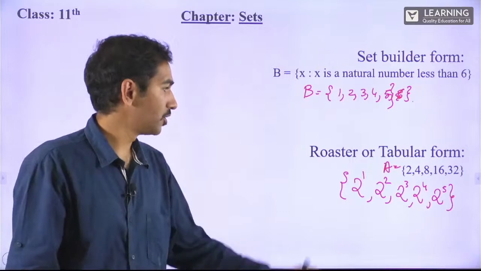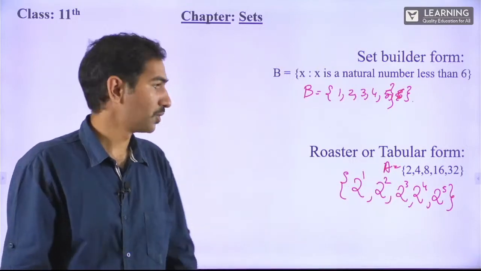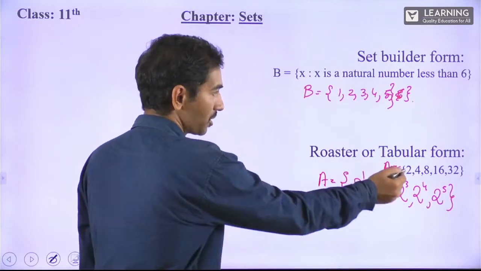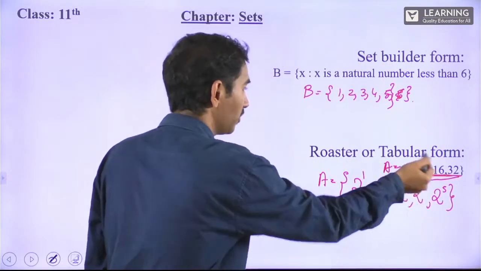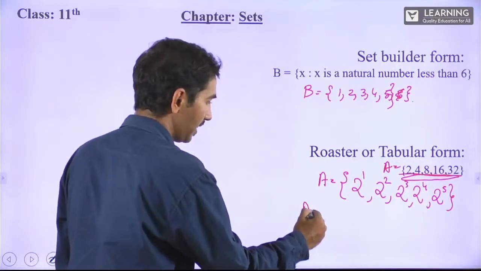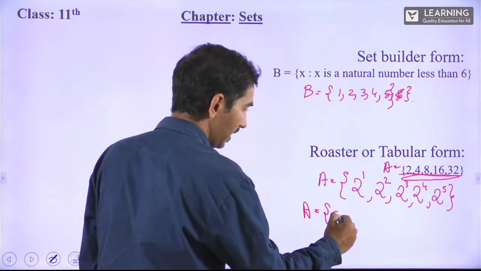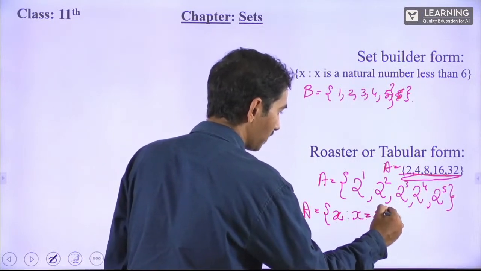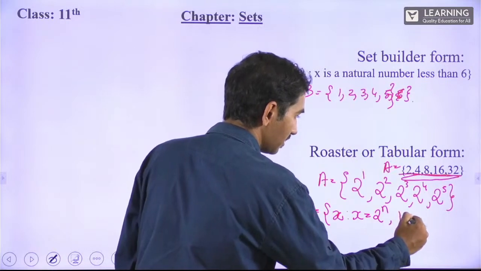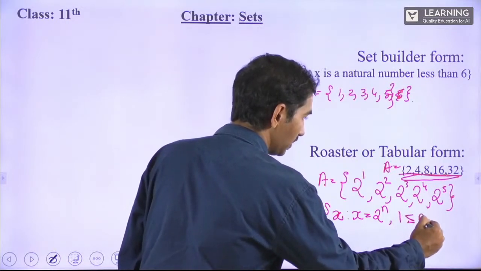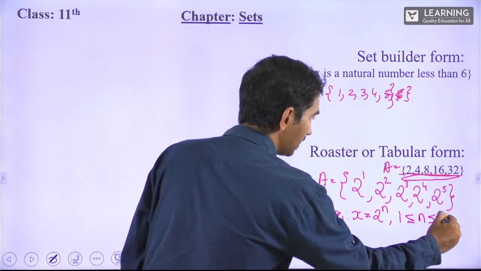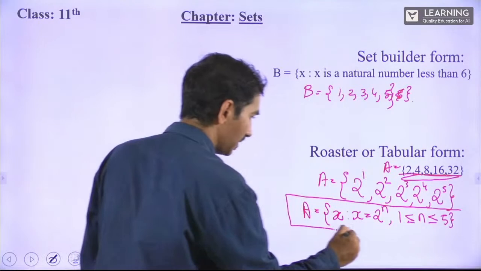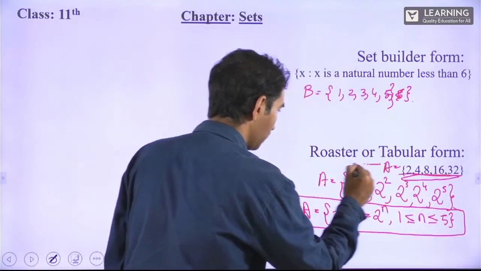Right? Geometric progression. We'll be seeing what is geometric progression as well. So let us take it as A1. Now it is in roster form, right? We'll try to convert it to set builder form. So we will write A equals x such that x is equal to 2 to the power of n, where n is greater than or equal to 1 but less than or equal to 5. This is the set builder form of the given roster form.